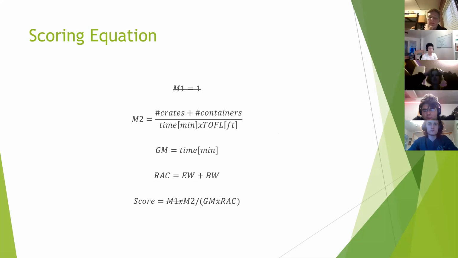Can I clarify another? Yeah. Do we have a rack to put the Jenga blocks on before we put them into the container?